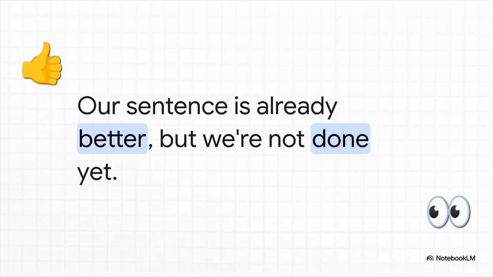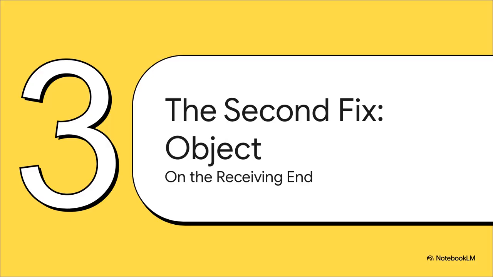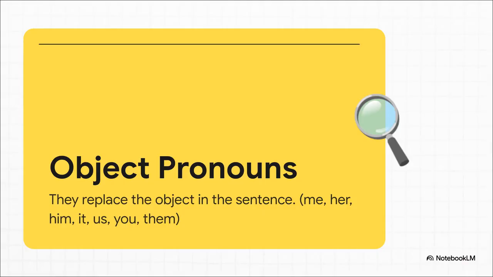We're not quite done. Now it's time for the second part of our fix. We've got to deal with the other person in the sentence, the one who's on the receiving end of the action. This is the object. And to replace the object, you guessed it, we need object pronouns. These are words like me, her, him, and them. You use these for the person or thing that is being acted upon.